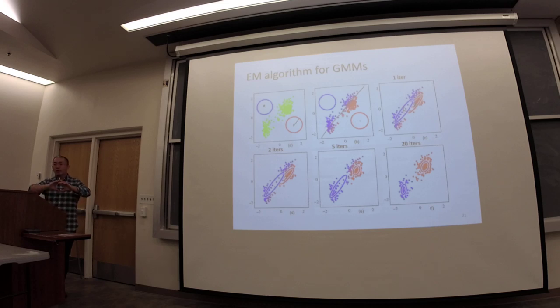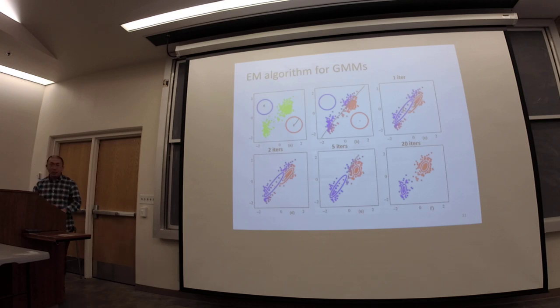Also the shape of the cluster, the covariance matrix, changes a lot, right? So we can continue to do the iterations. This is two iterations. This is five iterations. You can see that the clusters more and more converge to the true clusters. You can also see the change of the boundary of the cluster memberships.